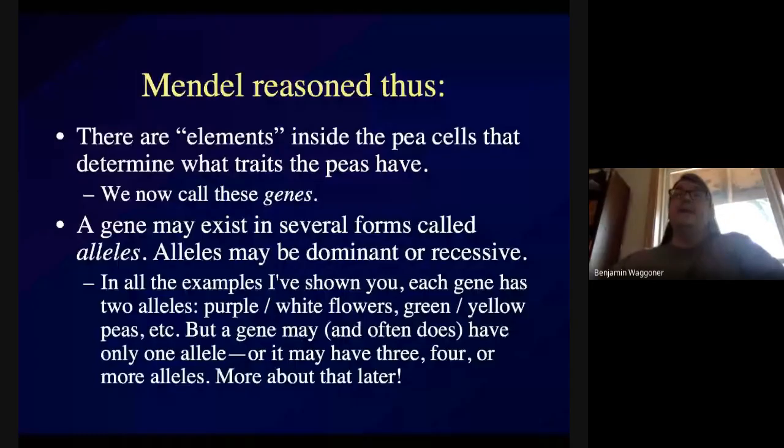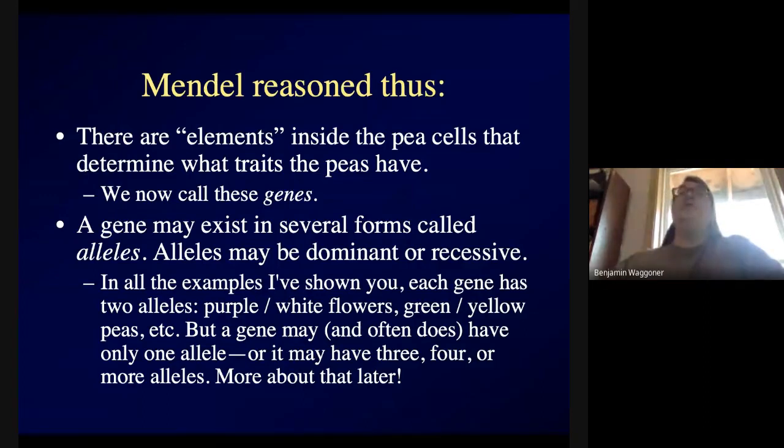that he published in 18. There are little particle p's and we now call these elements genes. A gene can exist in several forms, and we call those forms alleles, from the Greek root allo, which means different. So alleles are different forms of a gene.